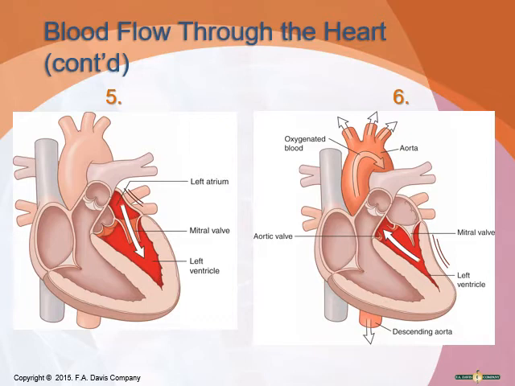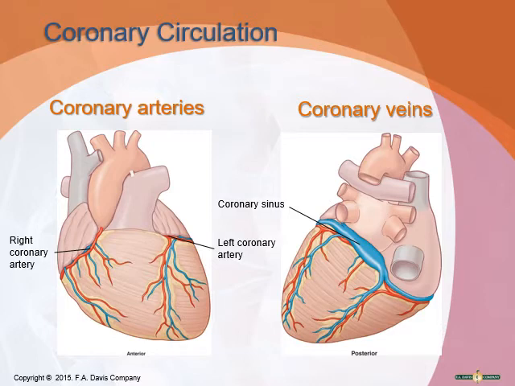The ventricle then contracts, forcing the aortic valve open, allowing blood to flow into the aorta. From there, oxygenated blood is distributed to every organ in the body. Our heart pumps all of the blood our body needs through our systemic circulatory system.